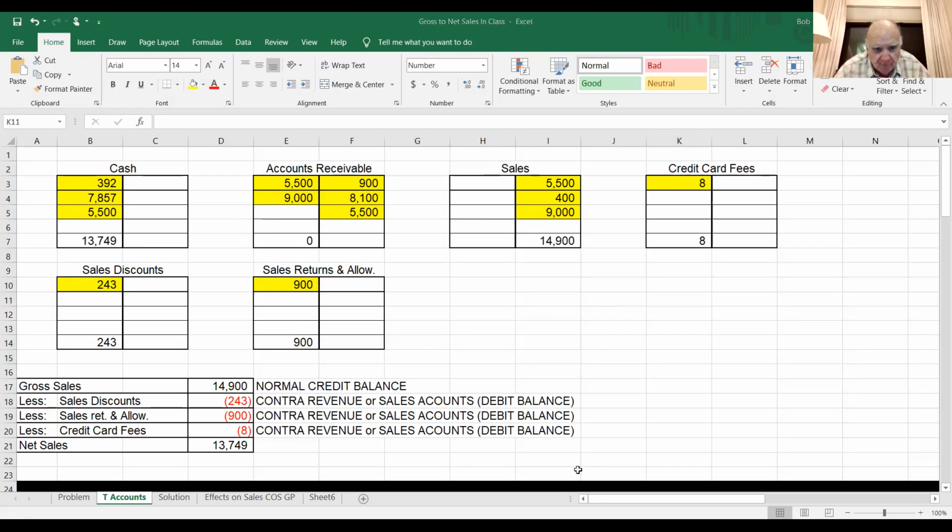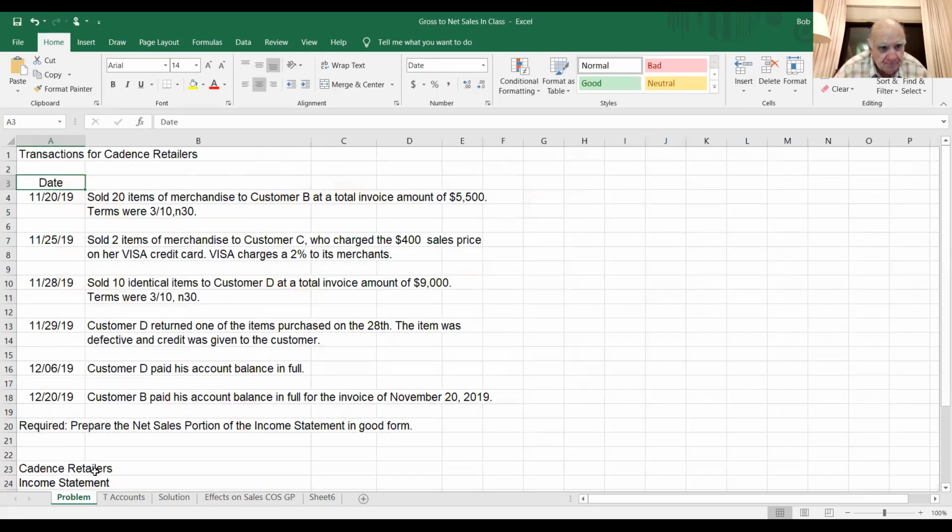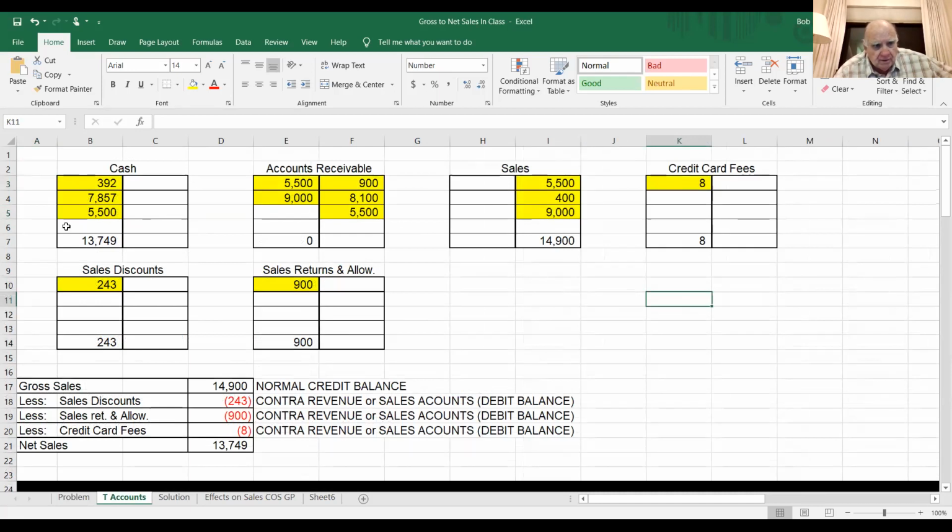Let me move this out of my way. This is the same problem. I just copied it over. We sold something to customer B for $5,500 with 3%, 10 net terms. This happened on the 20th. So what happened on the 20th?